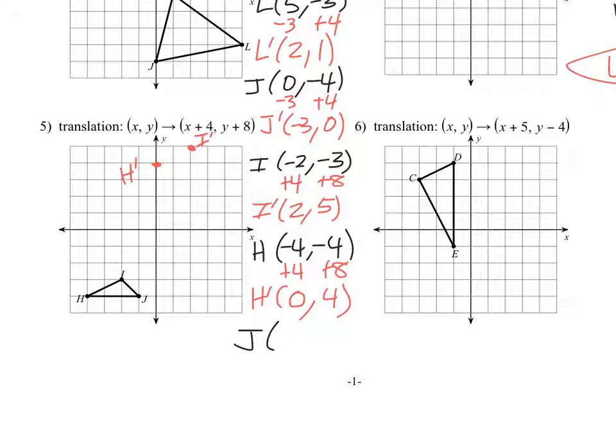J is at negative 1 and 1, 2, 3, 4, negative 4. So what I do, I add 4, add 8. So J apostrophe is going to be at 3 and 4. So I go to 1, 2, 3, 1, 2, 3, 4. And then if I draw those or connect those, there's my new triangle.